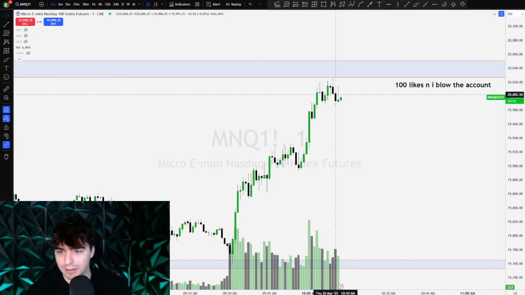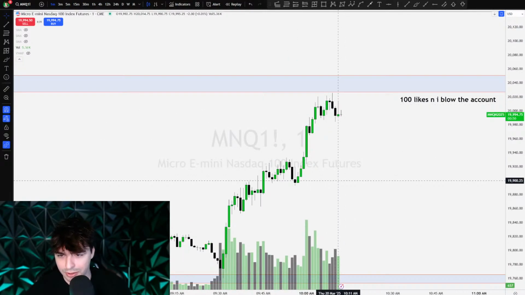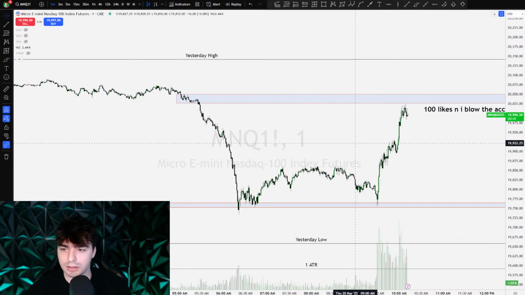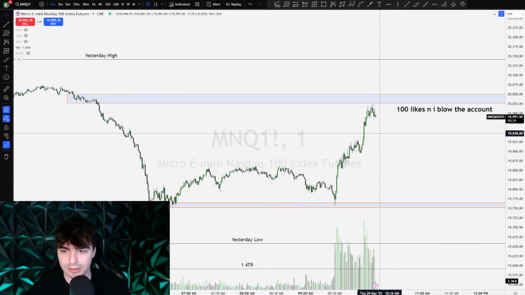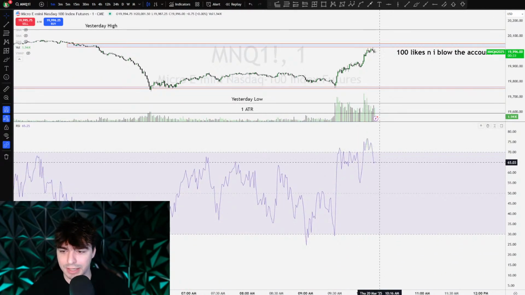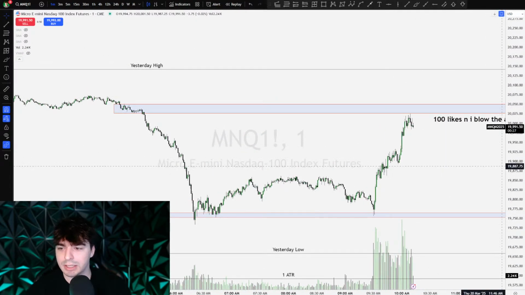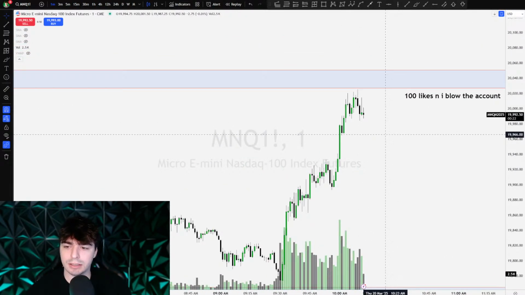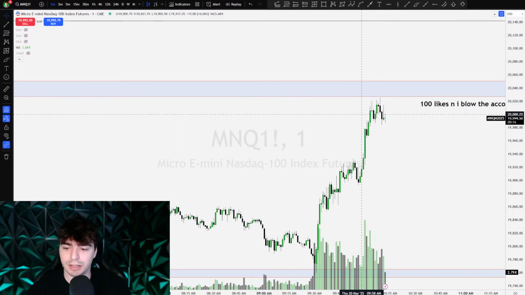Okay, this might be a shortening opportunity here. I might have just missed it while I was talking. Let's hope not. I kind of get the feeling that we should be able to get up to this level. Maybe not, though, honestly. We are really overextended. Take a look at RSI. Yeah, RSI's back below being oversold, or overbought. So this is looking pretty overextended. Come on. I just want a little bit higher.